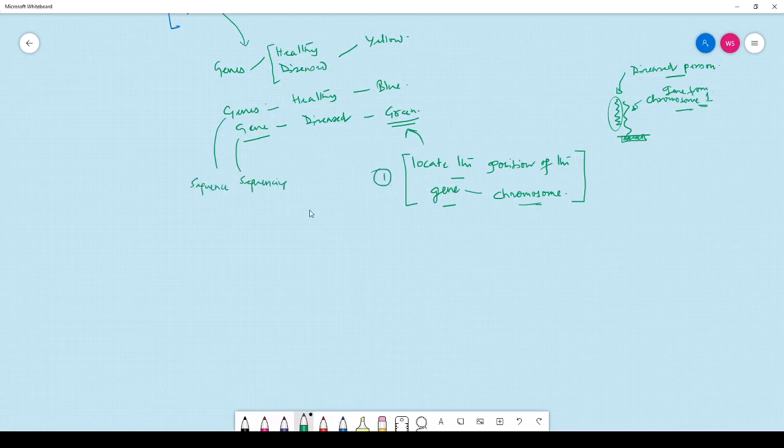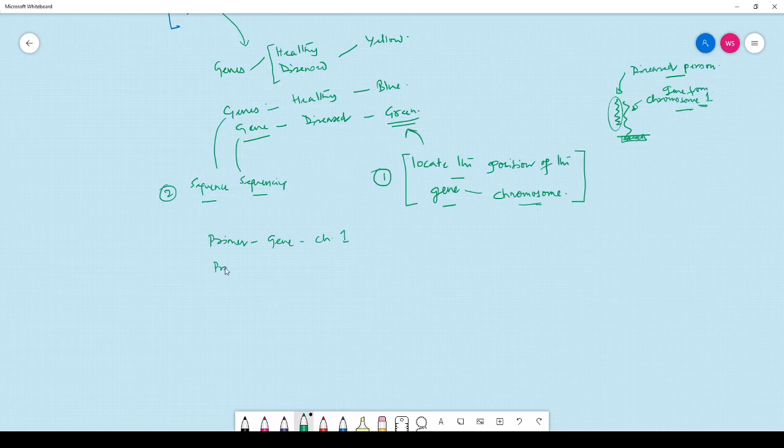Okay, so this is one thing that we did. The second thing we can do is sequence the genes, this particular gene. Okay, so the first one, position 1, that gene. How can we sequence it? We can design a primer for that particular gene in chromosome 1.